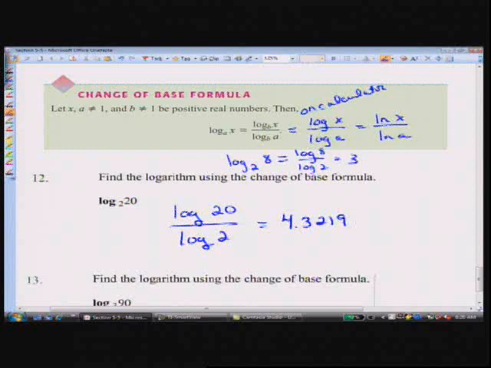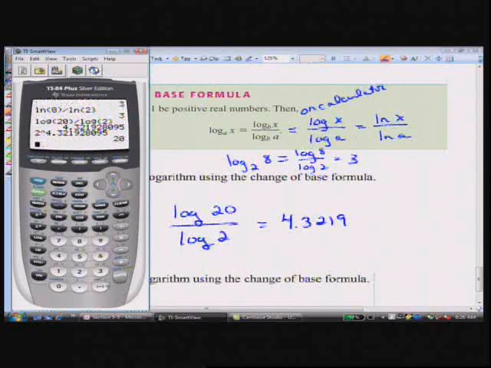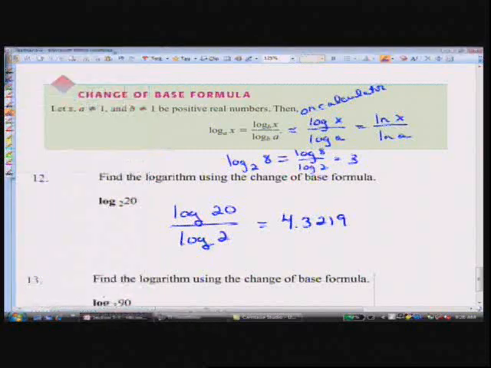And so let's not forget what that means. That means that if I raise 2 to this power, I should get 20. So if I raise 2 to the, and it won't be exactly right because I have to round it, 4.321928095, I get 20. Okay, so it's kind of interesting.